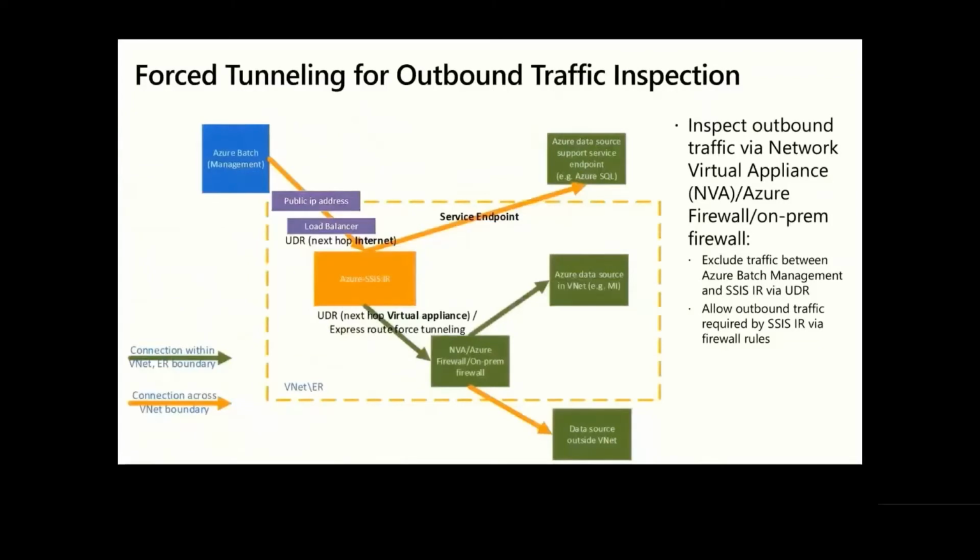With VNet injection of SSIS IR, you can also configure forced tunneling for outbound traffic inspection. You can audit or inspect all outbound traffic from SSIS IR inside your VNet by redirecting it to a network virtual appliance, or NVA, Azure Firewall, or on-premises firewall. But you must allow the outbound traffic required by SSIS IR using firewall rules and exclude all traffic from and to Azure Batch that manages SSIS IR by configuring a user-defined route, or UDR.